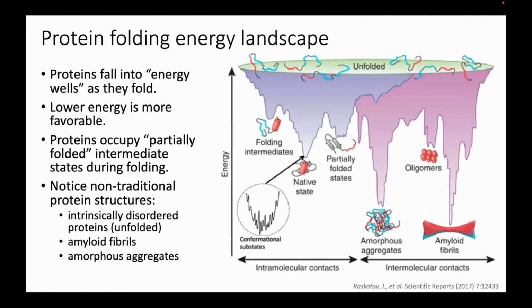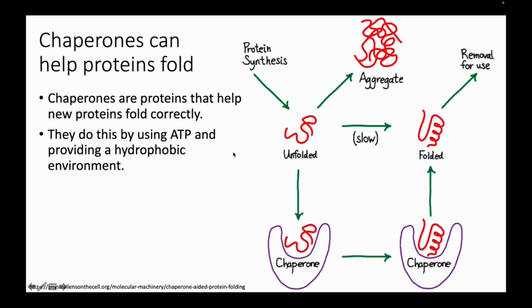So how do proteins go from this unfolded state into this nice native folded state? Sometimes they do it on their own. Sometimes they need the assistance of another protein called a chaperone. Chaperones are proteins that help new proteins fold correctly. They do this by hydrolyzing ATP, so sometimes putting a little extra energy in, and also by providing a hydrophobic environment. In this cartoon, we have a newly synthesized protein. It's like a little baby protein. It could hypothetically fold into the correct three-dimensional structure.